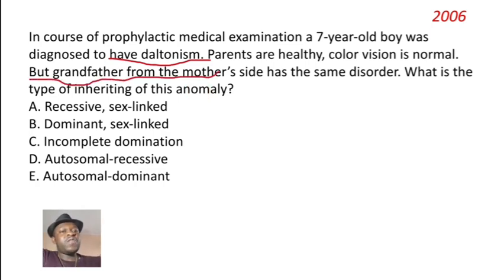So what is the type of inheritance of this anomaly? So this one, I said the mother is a carrier, so it's recessive sex linked, right? Recessive sex linked. Dominant sex linked happens if the father is passing to all the daughters, right? And all these answers are wrong because they have nothing to do with sex. We are saying color blindness affects only boys. Girls will be carriers, right? So the answer is recessive sex linked.